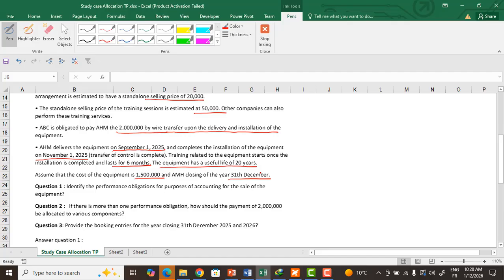Question 1. Identify the performance obligations for purpose of accounting for the sale of the equipment. Question 2. If there is more than one performance obligation, how should the payment of $2 million be allocated to various components? And question 3. Provide the booking entries for the year closing 31 December 2025 and 2026. So take 15 minutes to do the exercise and we'll do the correction in the next lecture.